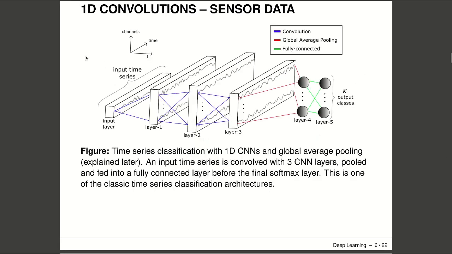Here is another application of 1D convolution for time series data analysis. The input layer takes the time series and passes it to different convolutional layers. We also have a global average pooling in this example. This is one simple example of a time series classification network architecture.